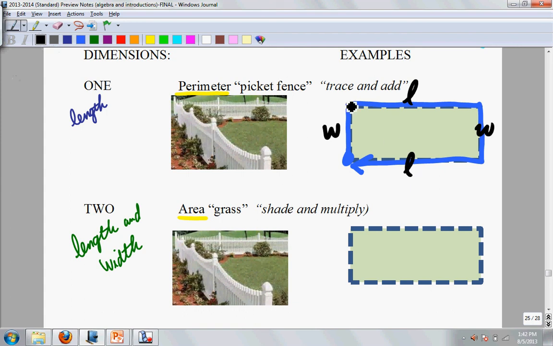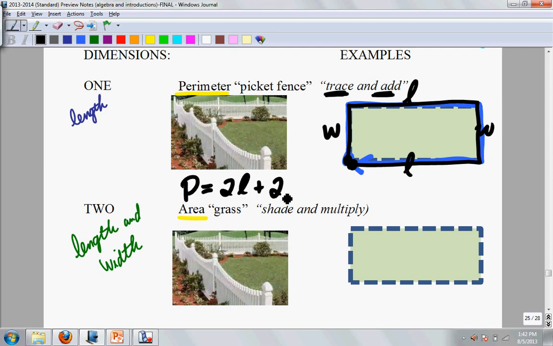To find the perimeter, it's a trace and add. Trace and add. Say that with me out loud. Perimeter, trace, and add. So to find the perimeter, you see that you have one width, one length, two widths, two lengths. So I'd like you to write the equation like so. Perimeter equals two lengths plus two widths. Trace and add. That's perimeter.